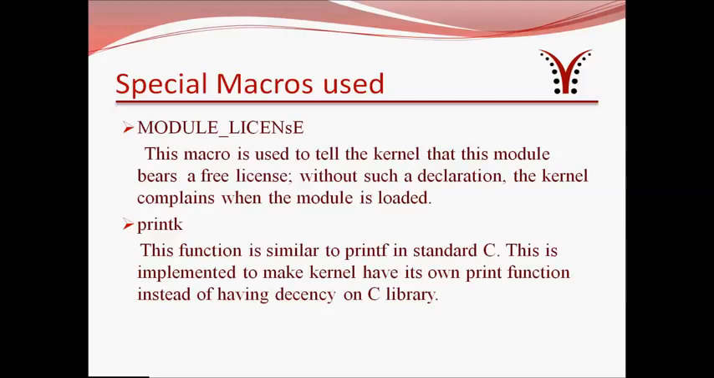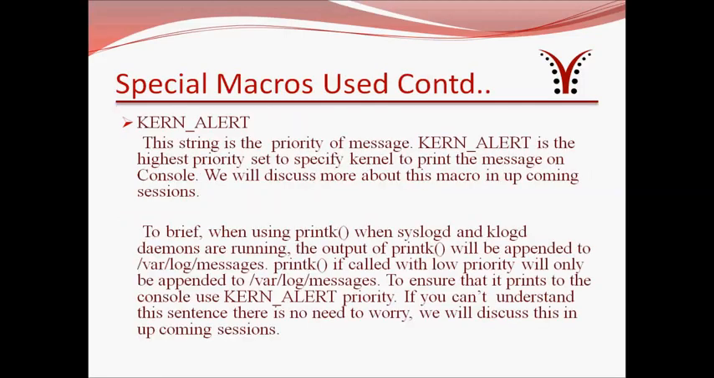Coming to the printk function, this function is similar to printf in standard C. It is implemented to make the kernel have its own print function instead of having a dependency on the C library. KERN_ALERT: this string is the priority of the message. KERN_ALERT is the highest priority, set to tell the kernel to print the message immediately. We'll discuss more about this macro in upcoming sessions.